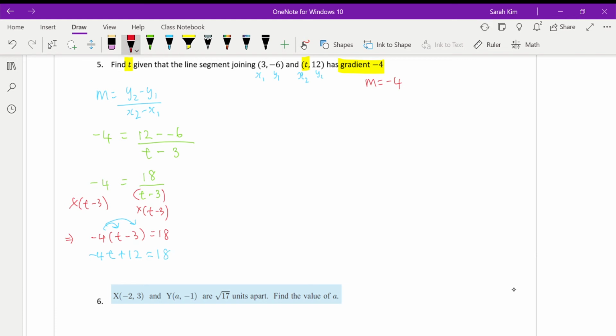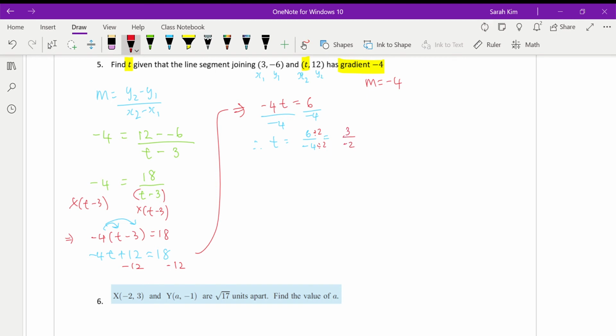And I'm going to take 12. That's going to turn into -4t equals 18 take 12, which is 6. So therefore, last step, divide by -4, divide by -4. So I'm going to get t equals 6 divided by -4, which can be simplified. So I can divide both of those by 2, sorry. So it'll be 3 and -2.